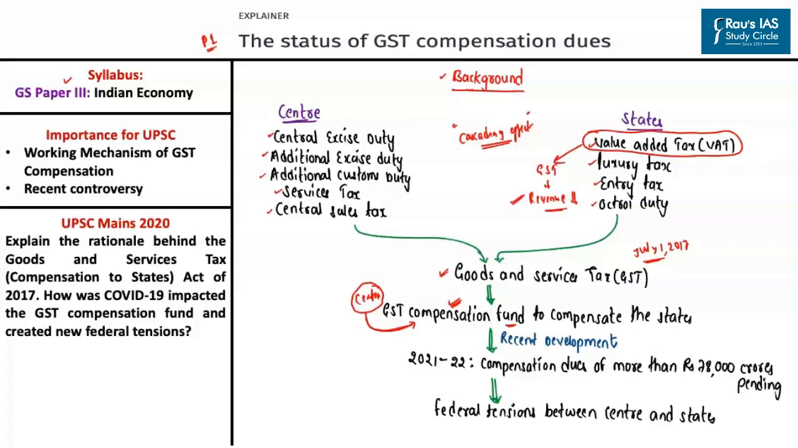Now what has happened here is, in the year 21-22, the central government has so far not paid the compensation dues of almost 78,000 crores to the state governments. This delay on the part of the central government to pay the compensation dues to the states has in turn created new federal tensions. For example, the central government has been asking the state governments to reduce the value added tax on petroleum products so that the rate of inflation in the Indian economy reduces.